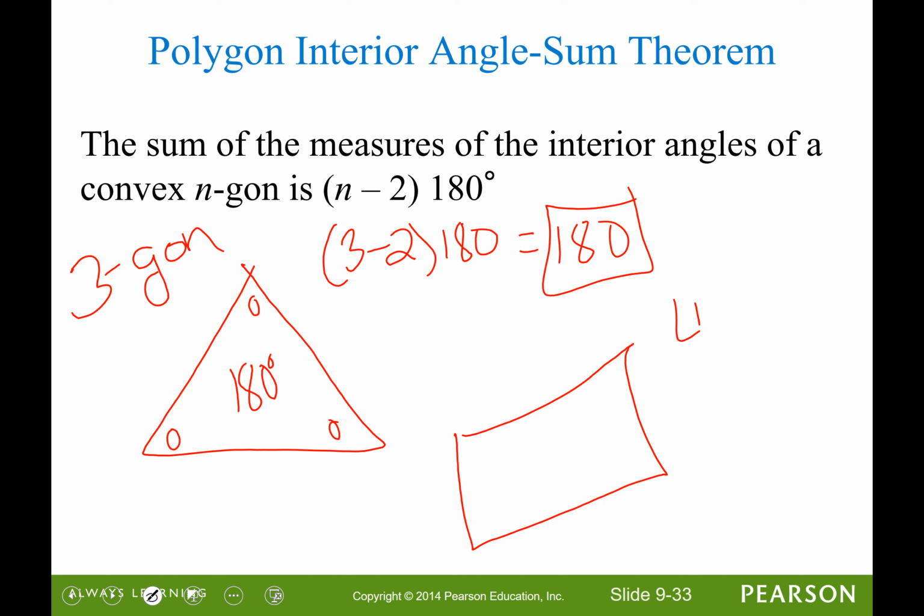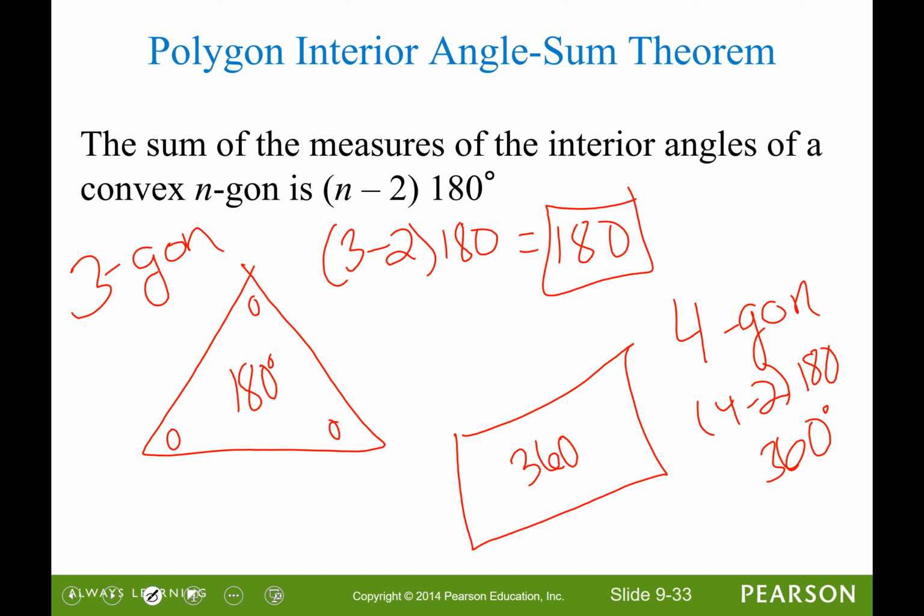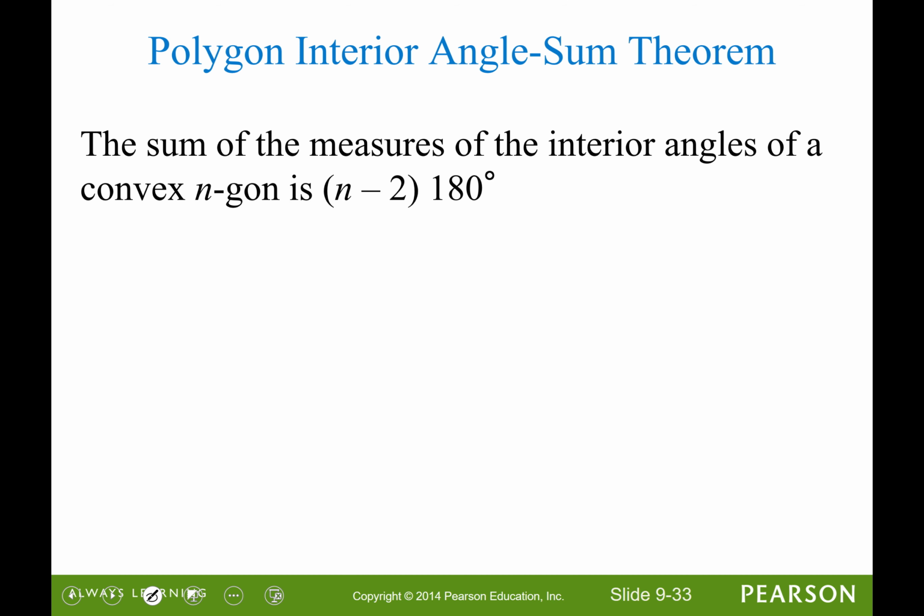You've also already done this with quadrilaterals. That would be a 4-gon, 4-sided polygon. So that would be 4 minus 2 times 180 is 2 times 180, which is 360 degrees. And we had a theorem that supported that the interior angles of a convex quadrilateral always add to 360 degrees. So it's not brand new, it's just the general form now.